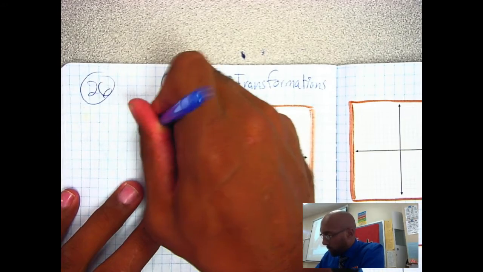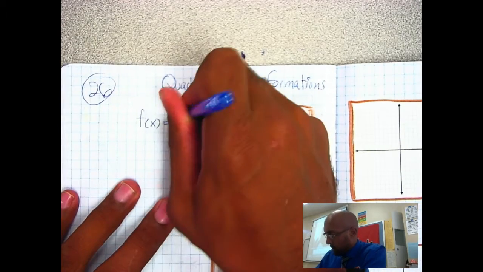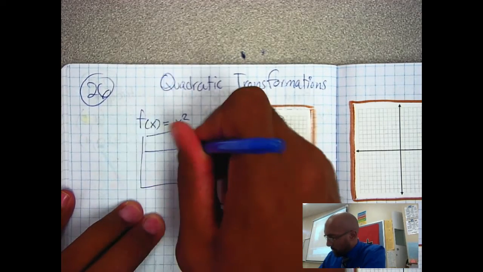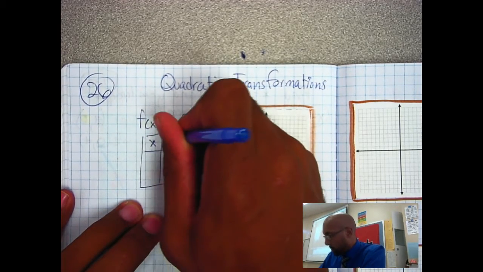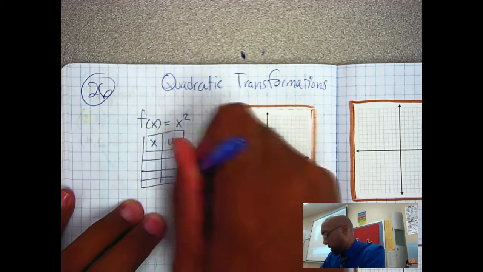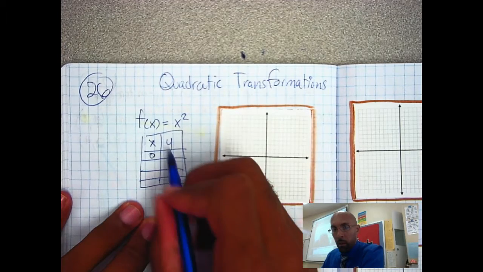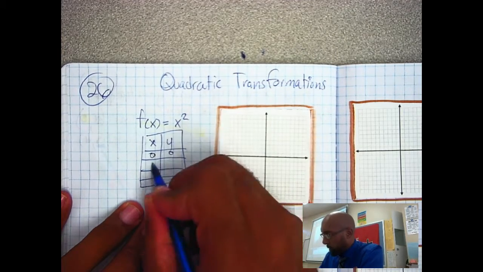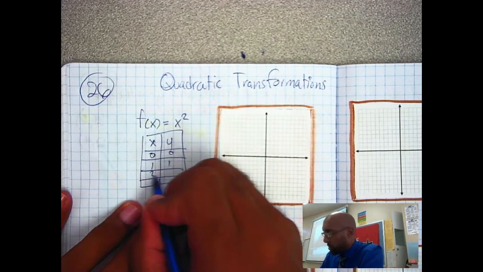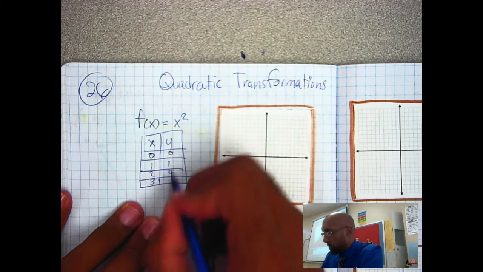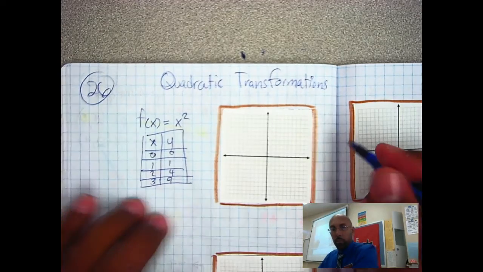The parent function of a quadratic is just f of x equals x squared. So let's make a table for that. A quick little table here, our x and y values. We'll do about 4 down. First let's start with 0. If I plug in 0, 0 squared is 0. I plug in 1, 1 squared is 1. I plug in 2, 2 squared is 4. I plug in 3, 3 squared is 9. Let's go ahead and plot those on the graph.